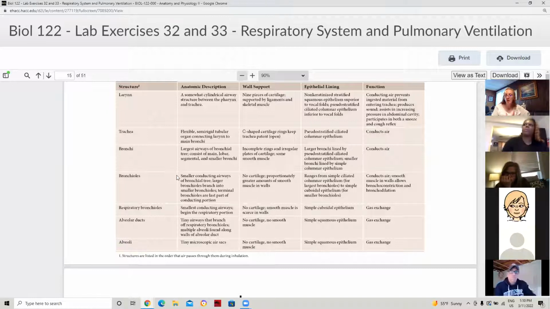Respiratory bronchioles, main purpose is gas exchange. Alveolar ducts, gas exchange. Alveoli, gas exchange. Respiratory bronchioles are made of simple cuboidal epithelium. Alveolar ducts are simple squamous epithelium. Remember, cuboidal looks like cube-like cells. Simple squamous is flat cells. They're both single layer. Alveoli, simple squamous epithelium.